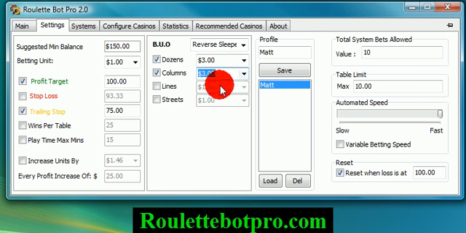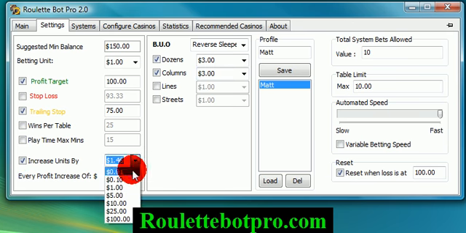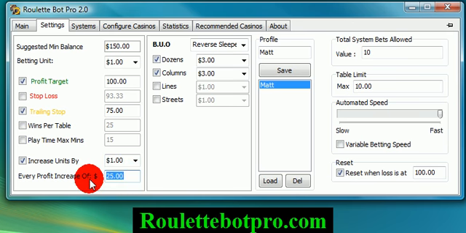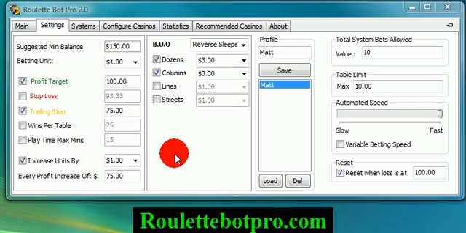Now these are obviously just suggestions. I can't guarantee you'll make money with these settings, but it just gives you an idea of some of the settings I use. Sometimes I will use this reset when loss is at and increase units by once I've built up a good bankroll. I really like using this one. Like I said, I'll do increase units by, I might go $1 every $75. So then that way my trailing stop matches this increased profit of. And that concludes the overview video for the Settings tab.